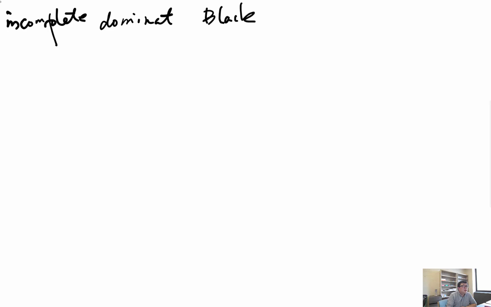Let's briefly discuss this. What we call incomplete dominance. What is this? Again, we talk about black eye and red eye. Black eye is BB. Red eye is, I'm sorry, red eye is RR.